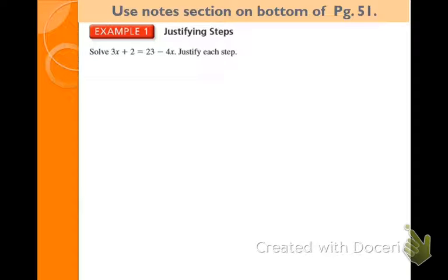So our problem says solve 3x plus 2 equals 23 minus 4x. I always move the smallest x first. So here, what will be the smallest x? Negative 4x. How do I move it to the other side? Add it. So as I add it, I'm just going to write that I'm using the addition property of equality.